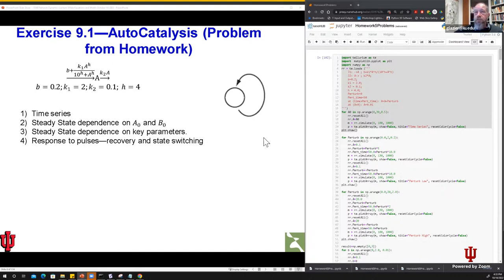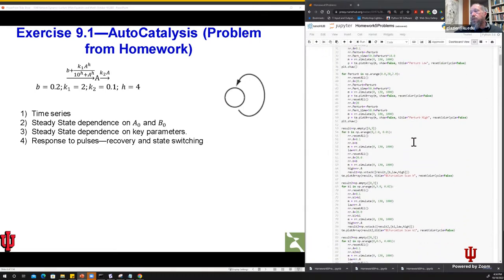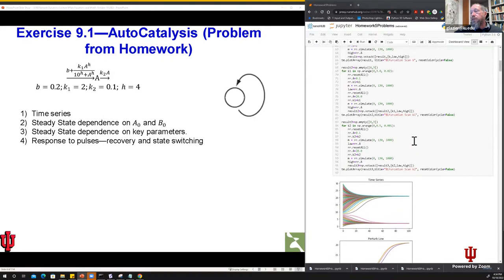Okay, so does anybody have a result on the steady state dependence on key parameters that they think is interesting? What would you expect? Let's just take B as an example. If B is very large, what would you expect? Maybe it's worth starting with these parameters that we have. So let's look at this one, the first one.